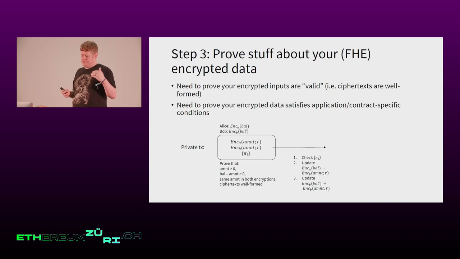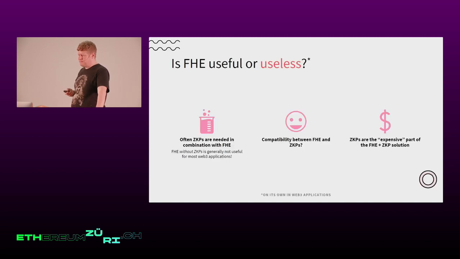She has to show that the amount contained in the message that will be subtracted from her balance is the same as the message that will be added to Bob's balance, even though they're encrypted under different keys. She also has to show that the amount she's transacting is greater than zero, so she's not stealing money from Bob. And she also has to show that it's less than her balance, so she's not printing money. So FHE on its own is actually not useful in Web3, because everyone can just print money and do all kinds of things that violate the system. So you have to have zero-knowledge proofs to go along with it. And unfortunately, zero-knowledge proofs are the expensive part of all this computation.